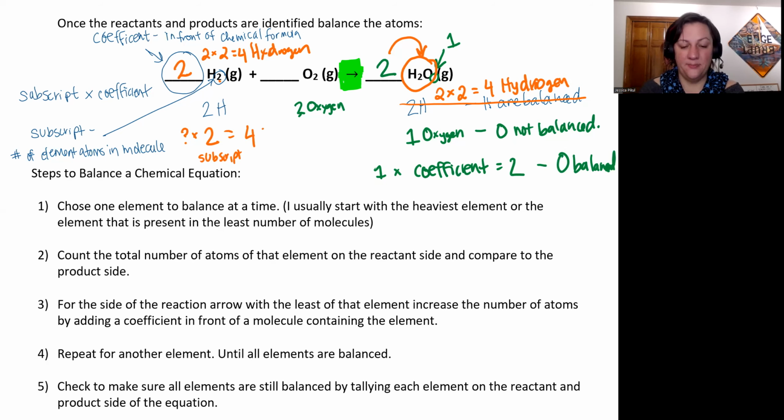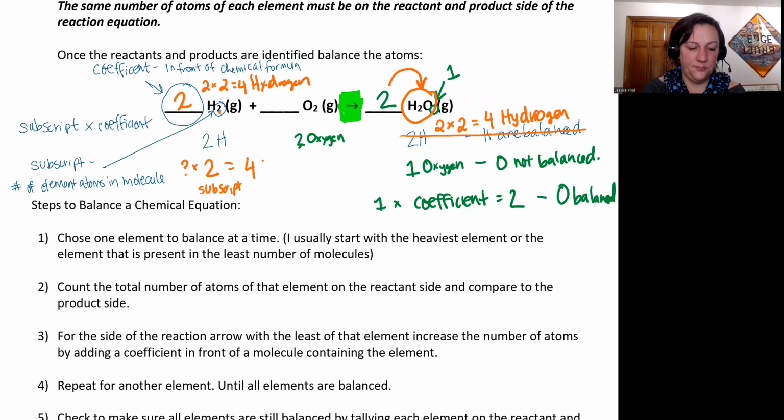Now everything is balanced. And when I changed this coefficient here in front of the hydrogen, I only affected the number of hydrogens in the chemical reaction. It didn't affect the oxygen. So my oxygen are still balanced. So I have a balanced equation, which it might be helpful to rewrite. I'll do that right up here.